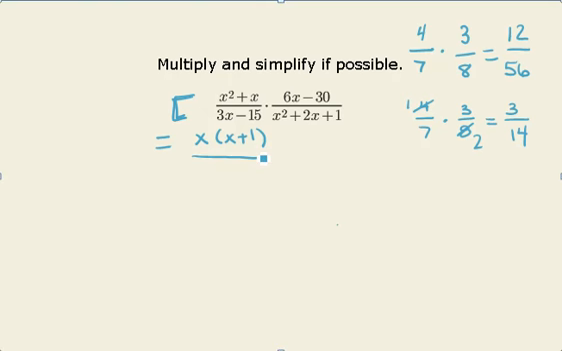And the denominator, I believe I can pull a 3 out of there. 3 times x minus 5 is what would be left, times, in the next expression, the 6x is divisible by 6 and the 30 is divisible by 6. So I'm going to factor out a 6, and I'm left with 6 times the quantity x minus 5.